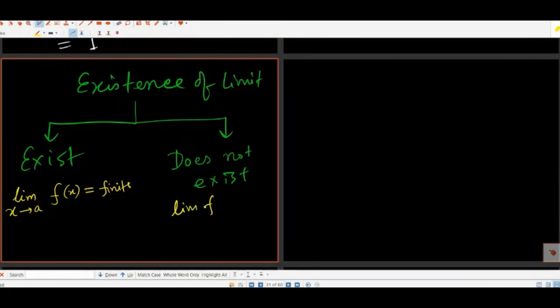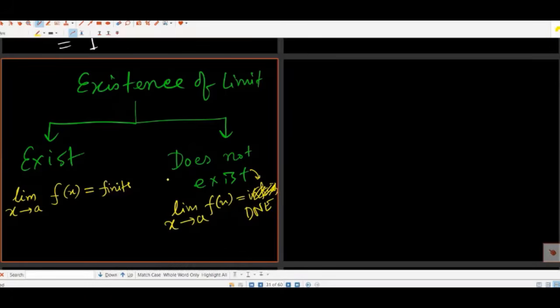But if limit of f of x when x approaches a becomes infinity, or we can say plus infinity, minus infinity, anything, in that case we can say limit doesn't exist. Actually, infinity is not the proper term here. We can say limit does not exist.